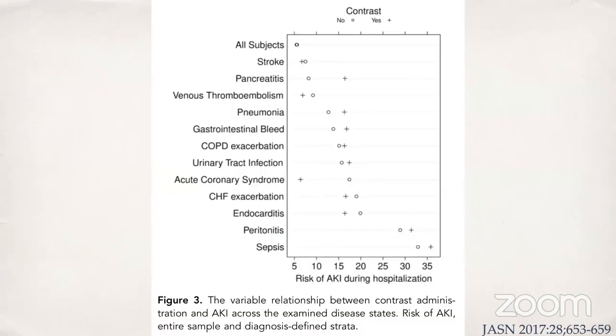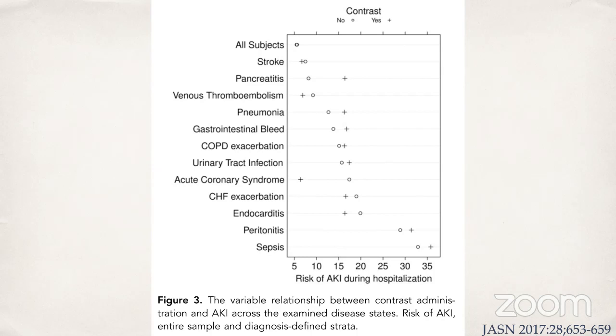Another interesting thing in their study, they divided folks in terms of what their primary cause for hospitalization was. And you see in most of these up at the top, you see all subjects where the open circle, no, and yes, getting contrast, are so on top of each other that you can't separate them. For all subjects, the risk of acute kidney injury was about 5%, whether you did or didn't get contrast. By contrast, if you look at the very bottom, people who are septic, the risk of acute kidney injury was much higher, but again, maybe around 33% of the people who didn't get contrast and 36% for people who did.